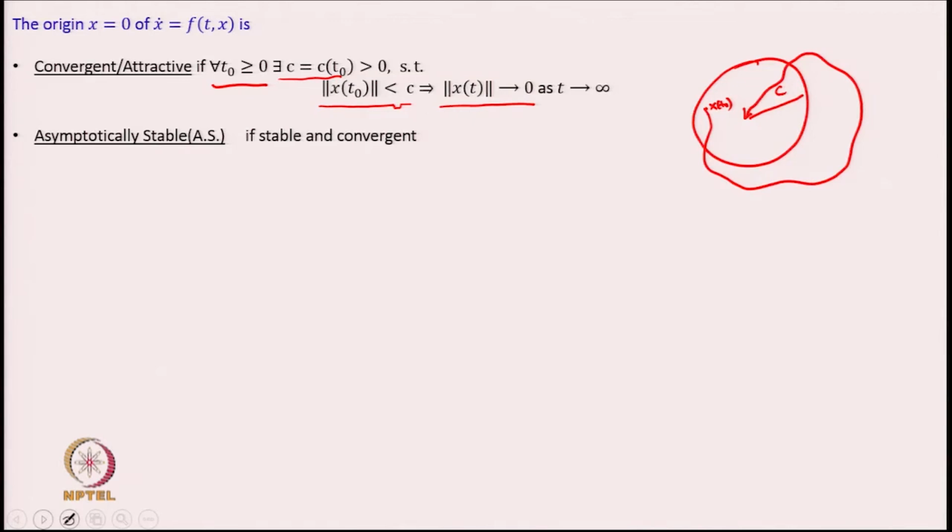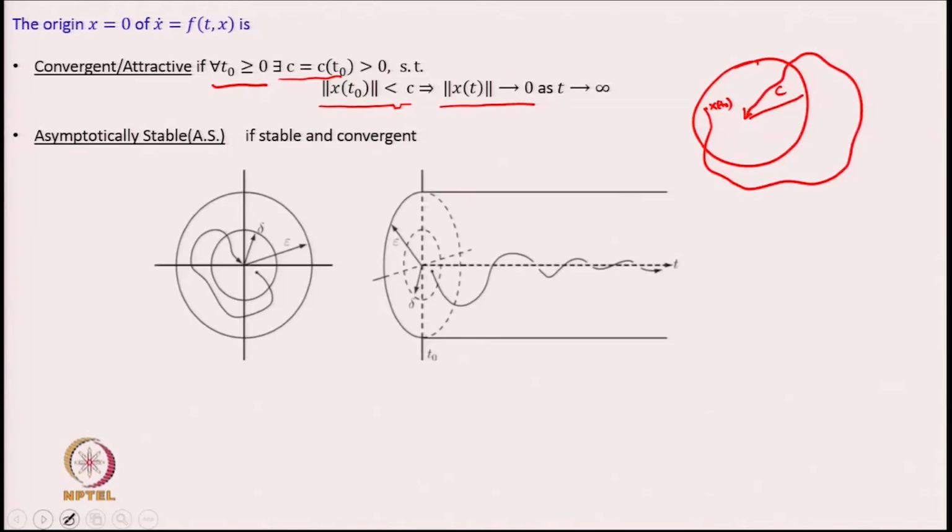The second is asymptotic stability. The equilibrium point is said to be asymptotically stable if it is both stable and convergent, and we just discussed what stability is, and we also discussed what convergence is. So, if the equilibrium point is both stable and convergent, then the equilibrium point is said to be asymptotically stable.